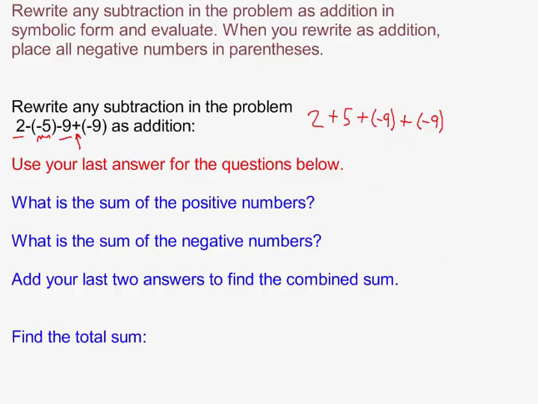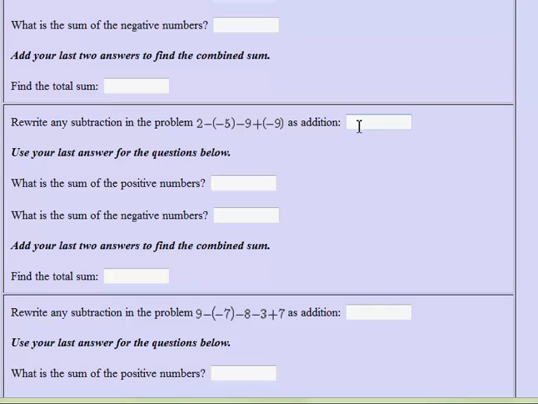So back in Math AS, I would type just that. 2 plus 5, and then we wrote subtraction of 9 as adding a -9, so this is where you have to make sure that you put parentheses around your negative number, and then I'm just going to copy the last part of the expression, which says plus -9, and this is how you would write your answer for that problem.